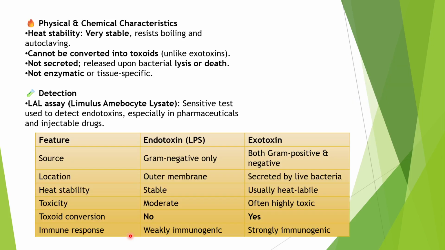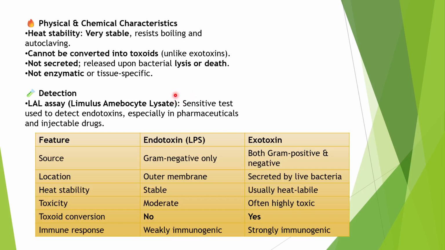Then the physical and chemical characteristics of it. Regarding the heat stability, it is very stable, that is it can tolerate high temperatures, and it can also resist boiling and autoclaving. Then it cannot be converted into toxoids like exotoxins, and it is not secreted usually like exotoxins. It is released upon bacterial lysis or death. Then it is non-enzymatic, and it is also not tissue specific.